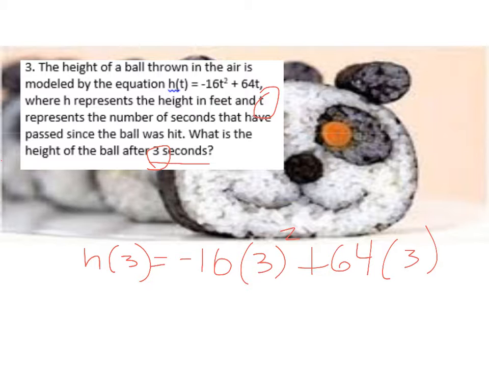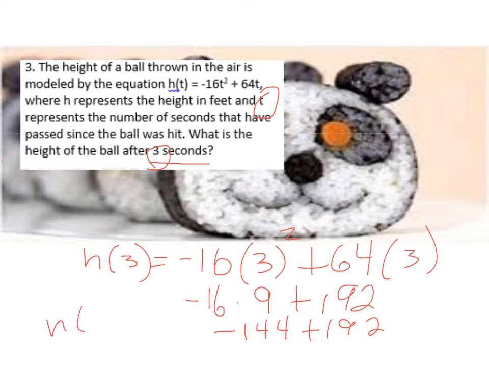So we have to follow order of operations here and square first. That's going to give me a 9. So we have 9 times negative 16 plus 64 times 3, which by the way is 192. We have a negative times a positive. Negative 16 times 9 is negative 144 plus 192. The signs are not the same. So when we subtract, we get h of 3 is equal to 48.